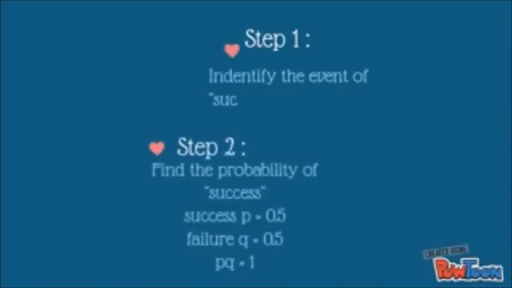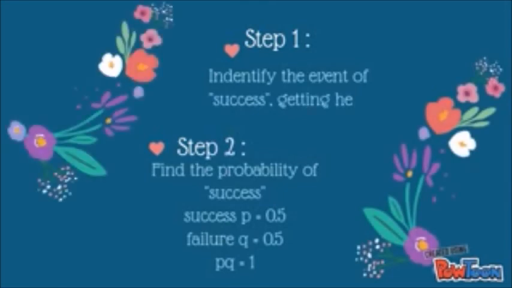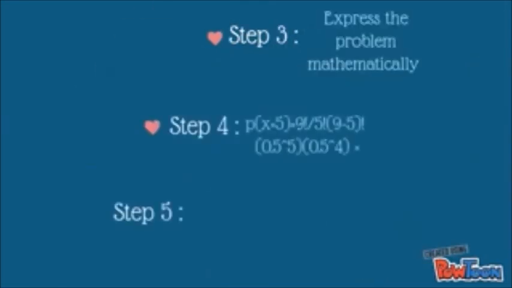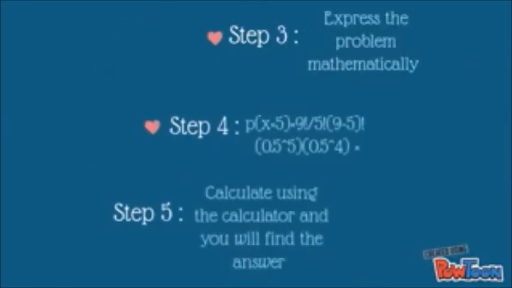Step 1. Identify the event of success: getting a hit. Step 2. Find the probability of success. Step 3. Express the problem mathematically. Step 4. Apply the formula. Step 5. You will get the answer.